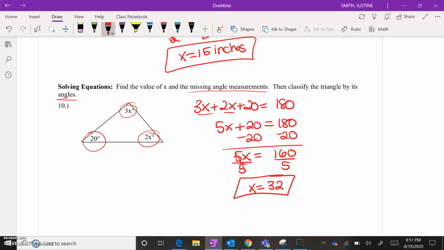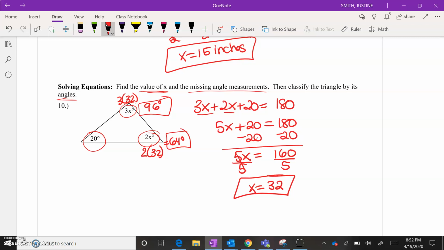Okay. So it wants the value of x, which we found, and the missing angle measurements. So I'm going to plug 32 degrees back in. So 2 times 32 degrees gives me this angle measurement of 64 degrees. 3 times 32 degrees gives me this angle measurement of 96 degrees. And then I would always just double check that. Okay, make sure that your math adds up. So I would do 96 plus 64 plus 20 and make sure that sums to 180. And it does. So this should be correct.